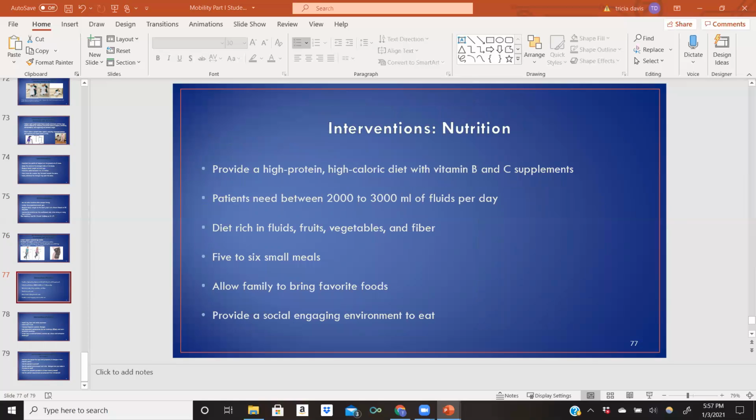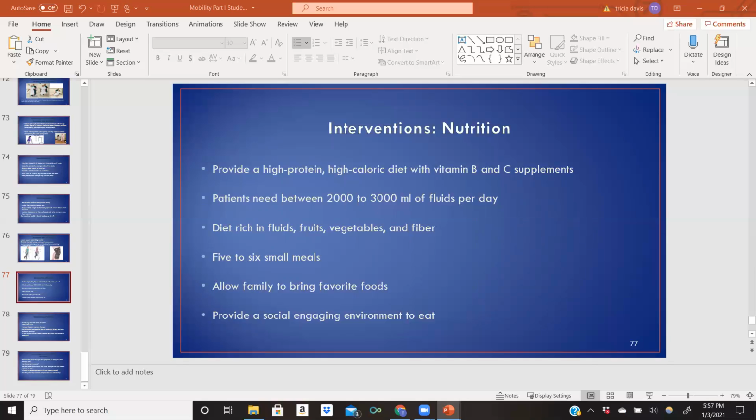So we talked about nutrition being very important for our patients' healing. Some interventions that we can provide to our patients: we can provide a high protein, high caloric diet with vitamin B and C supplements. Our patients need about 2,000 to 3,000 mLs of fluids per day. We want our patients' diets to be rich in fluids, fruits, vegetables, and fiber. We want them to eat 5 to 6 small meals a day.